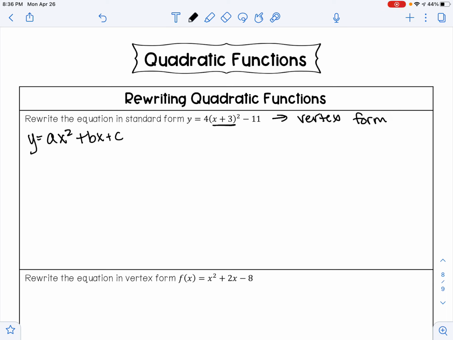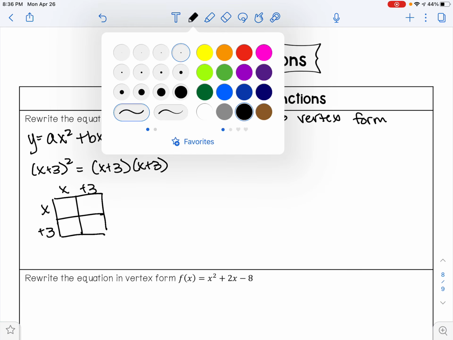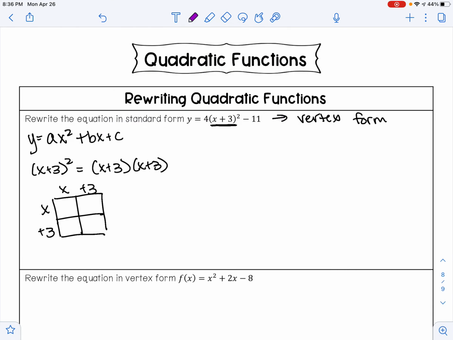And so the first thing that I'm going to need to take care of is this x plus 3 squared. X plus 3 squared means x plus 3 times x plus 3. We learned to multiply two binomials by using the area model. So I'm going to take one binomial and write it down the side, and I'm going to take the other binomial and write it across the top.